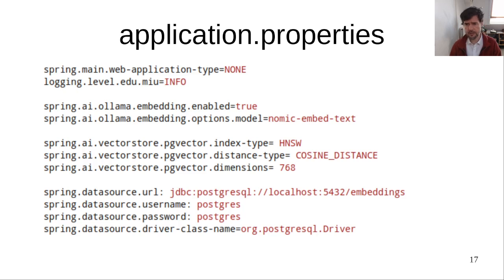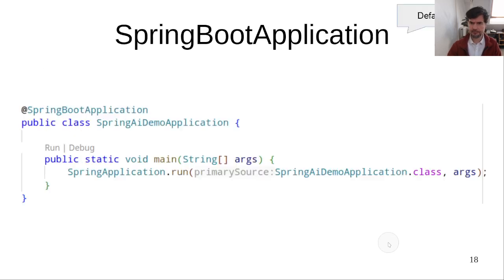So here are my application properties. What we need is embedding enabled true, embedding options model nomic-embed-text. Then for the vector store, Spring AI vector store PGVector, index type, distance type cosine distance, and dimension 768. Then our data source: the URL, the username, the password, and our driver class name. All pretty straightforward, really. Our Spring Boot application is just literally the default. I'm not doing anything here, just your straight up default Spring Boot.